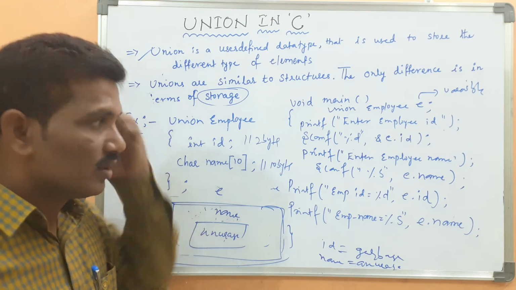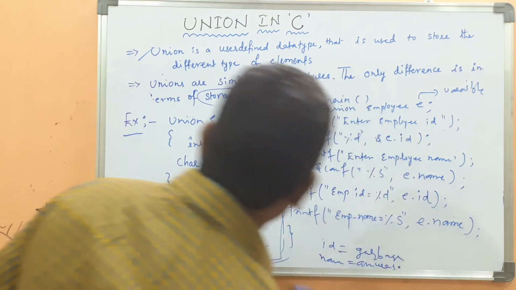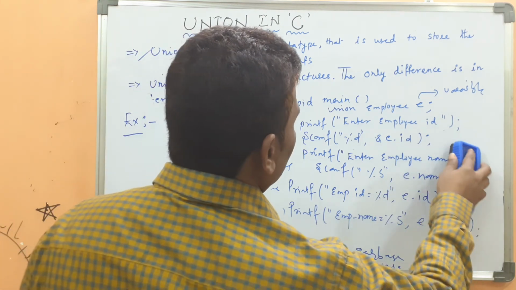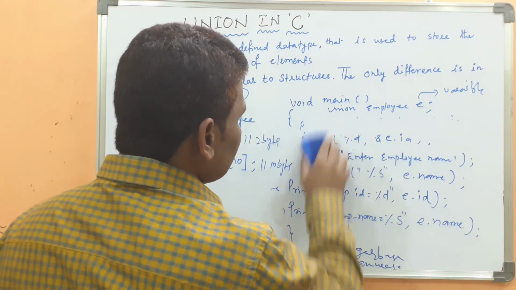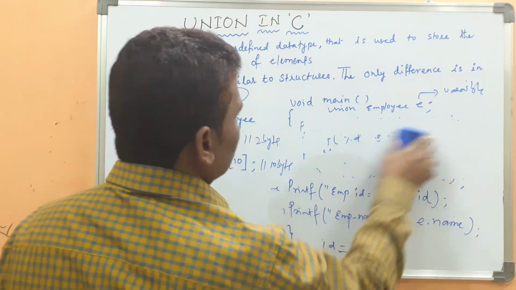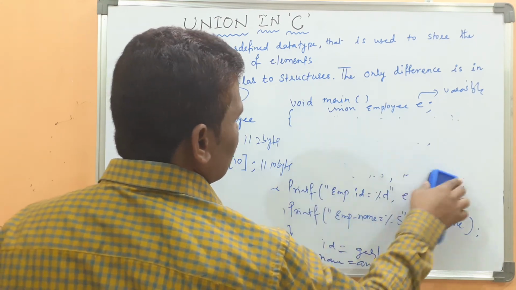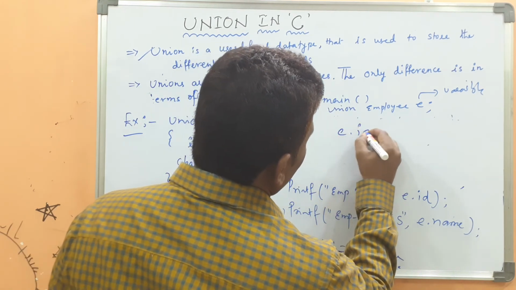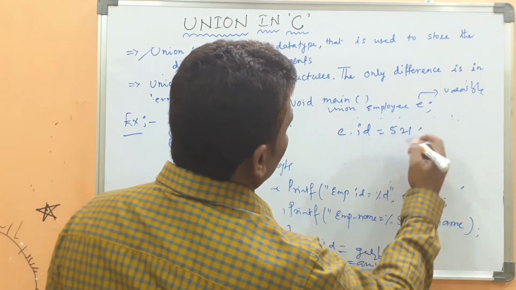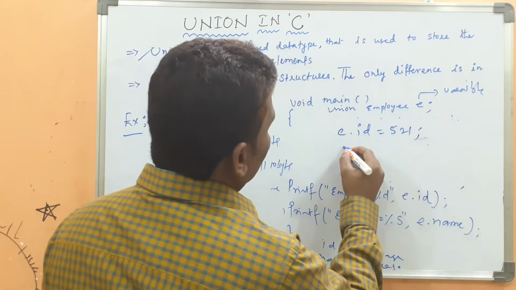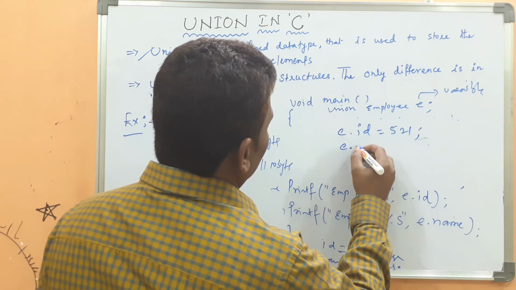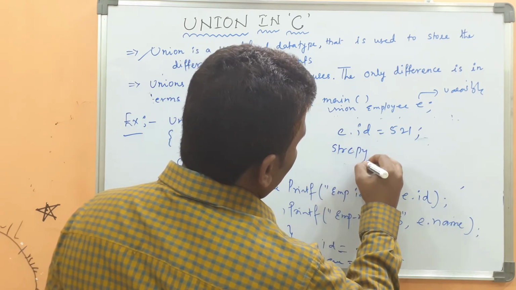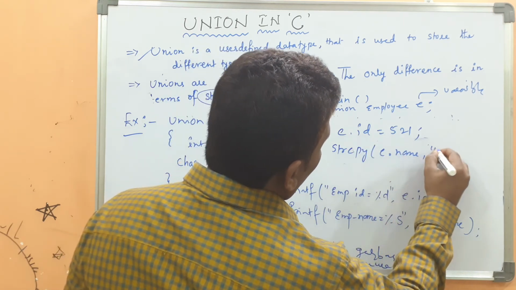You got my point? Okay, instead of taking the input, just wait a second. Either you can take it from the input directly, or you can initialize E dot ID equal to 521, or else E dot, string copy, strcpy, E dot name comma Anurag.